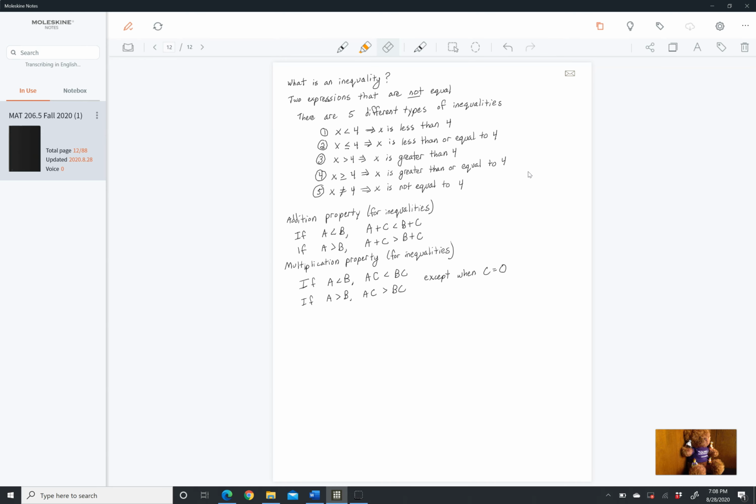The only difference is that when you multiply or divide by a negative number, the direction of the inequality switches. So I'm going to write that down first, and then I'll show you an example and why that happens. I'm going to put this in red because I want you to remember it. So you solve inequalities in the same way that you solve equations.